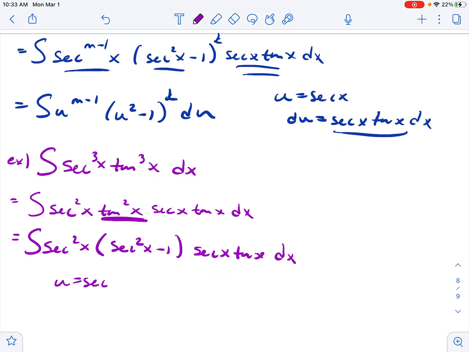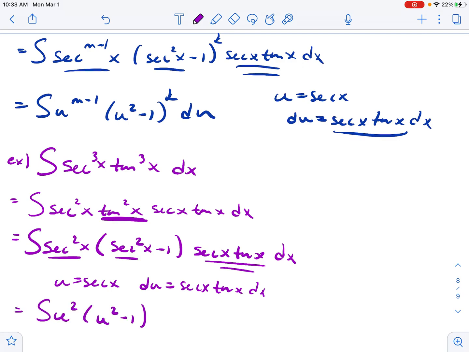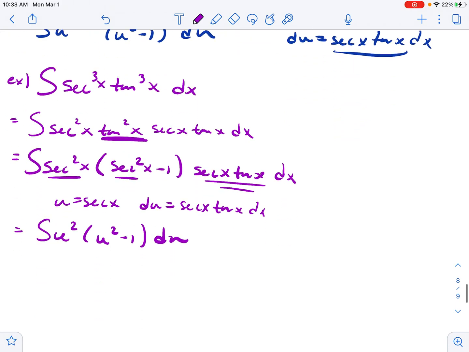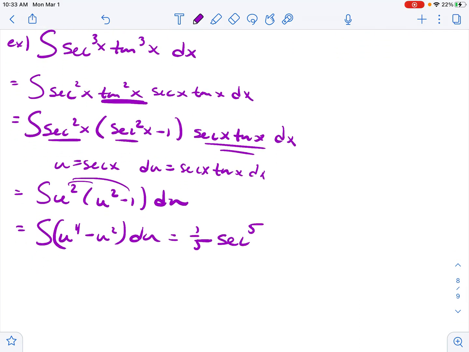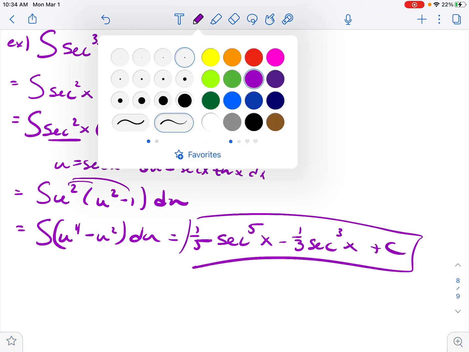Okay, and now I'm going to let u be secant x, du is secant x tan x dx. So that's a u, there's my du. So this becomes u squared, quantity u squared minus 1, du. All we got to do here is distribute. And now we can integrate. What was u here? u was secant, so 1/5 secant to the 5th power of x minus 1/3 secant to the 3rd power of x plus c.